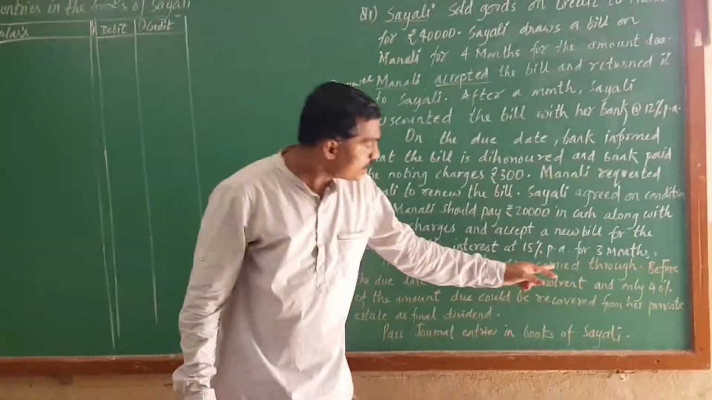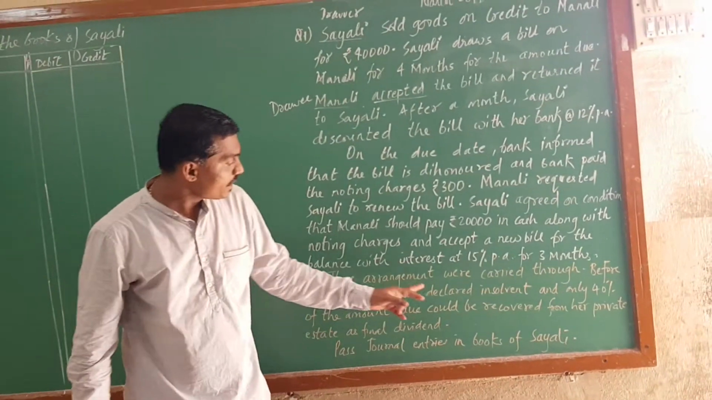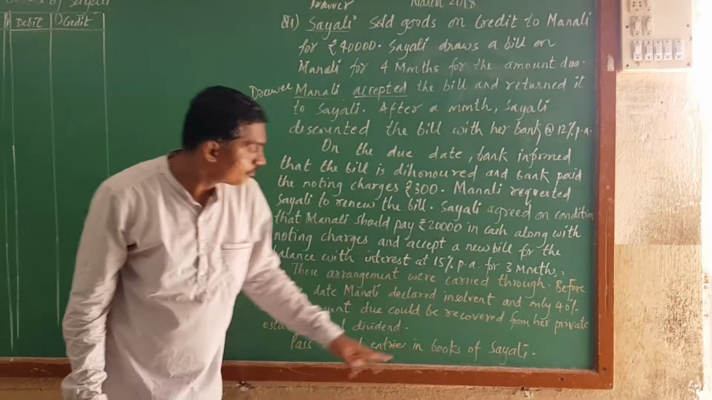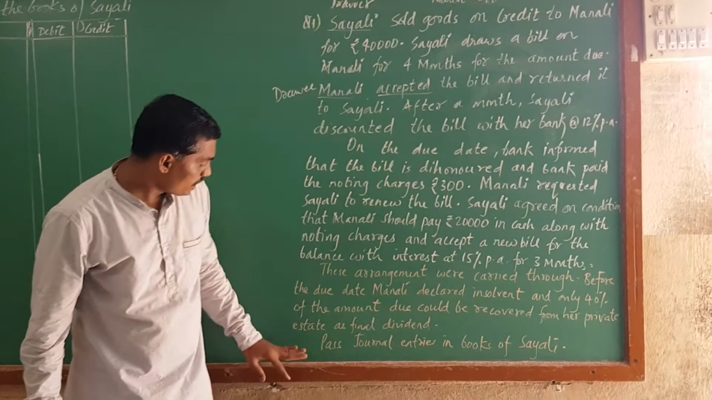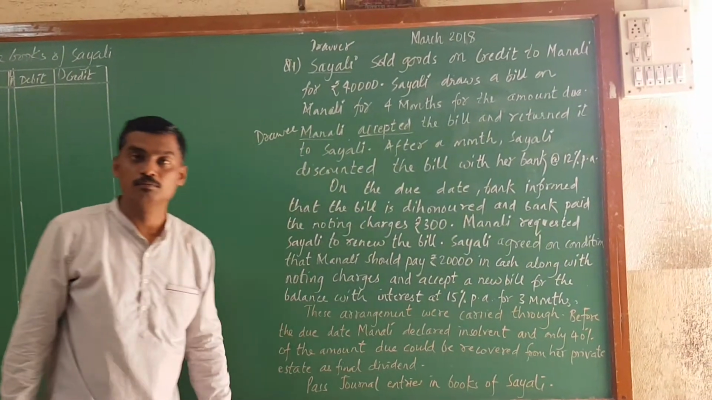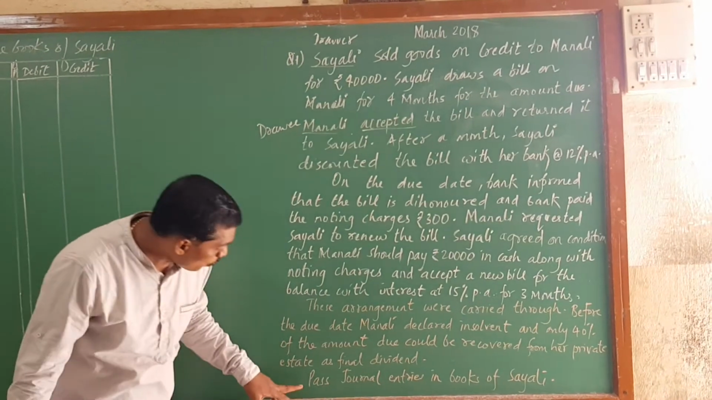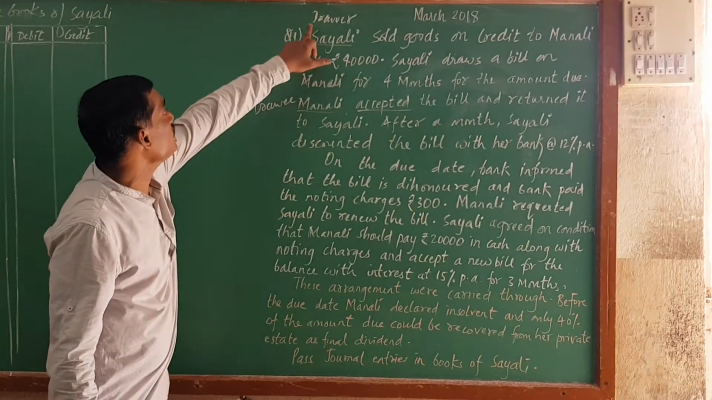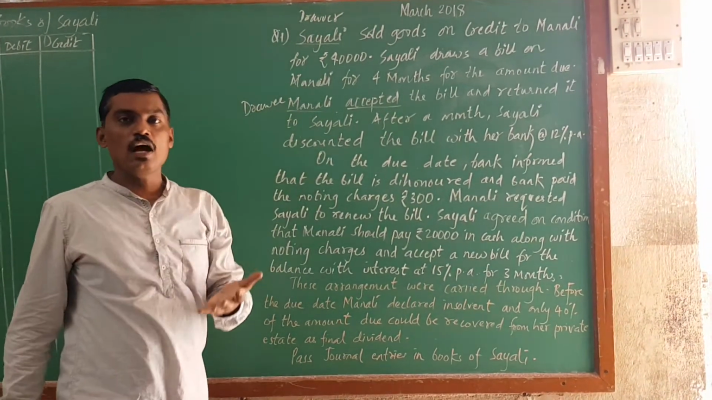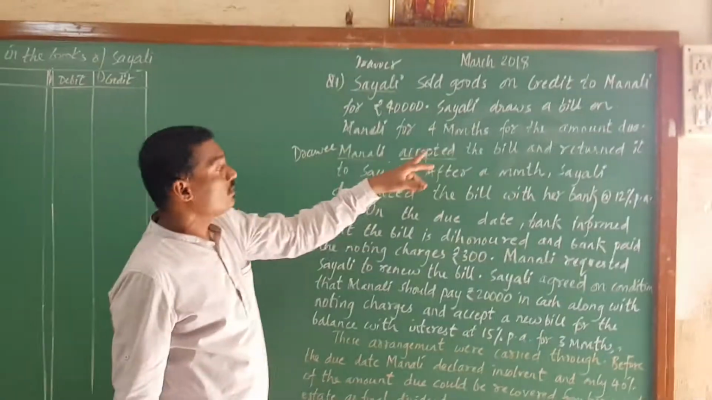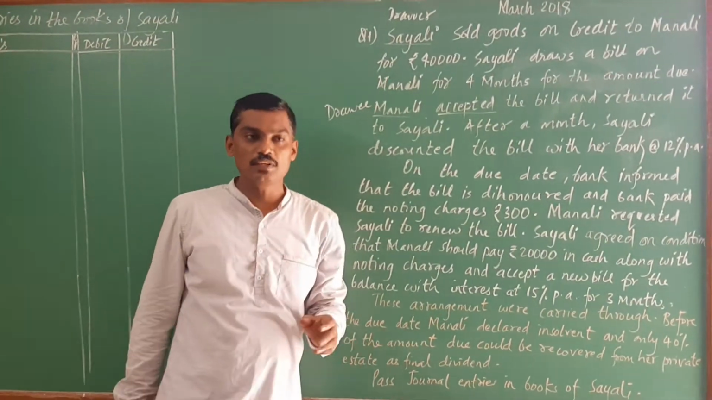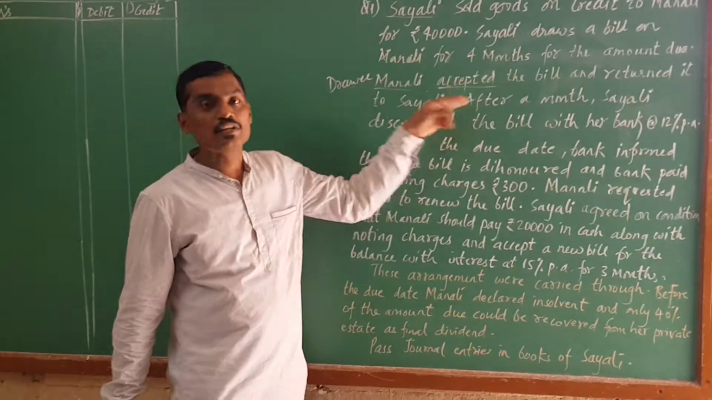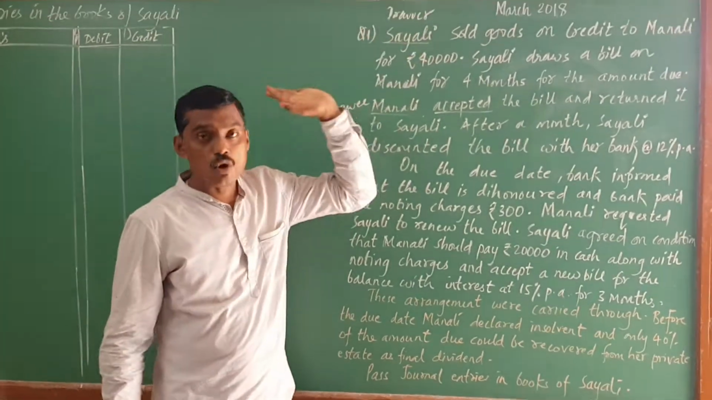These arrangements were carried through. Before the due date, Manali was declared insolvent and only 40% of the amount is to be recovered from the private estate as a final dividend. Pass journal entries in the books of Saili. So now this is the question, and they have told us to pass the journal entries in the books of Saili. We know here Saili is the drawer. The person who accepts the bill is the acceptor or the drawee. So Manali is accepting the bill, Manali is the drawee and Saili is the drawer.